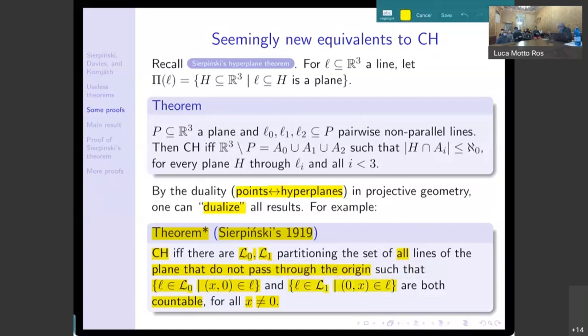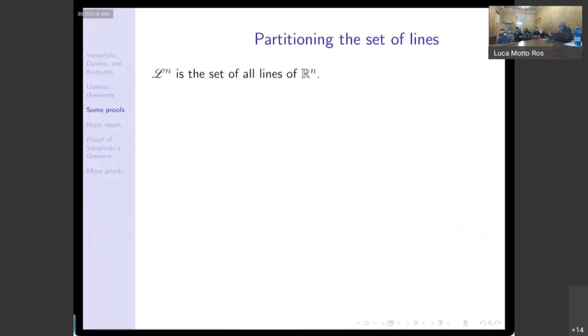And admittedly, these are a little bit contrived statements. You do this by taking the previous statement and applying the duality. I sat down and started dualizing it to see if there was something. There doesn't seem to be anything particularly interesting, but it's interesting to know that there is a way to construct new equivalents to CH. But there is one more.